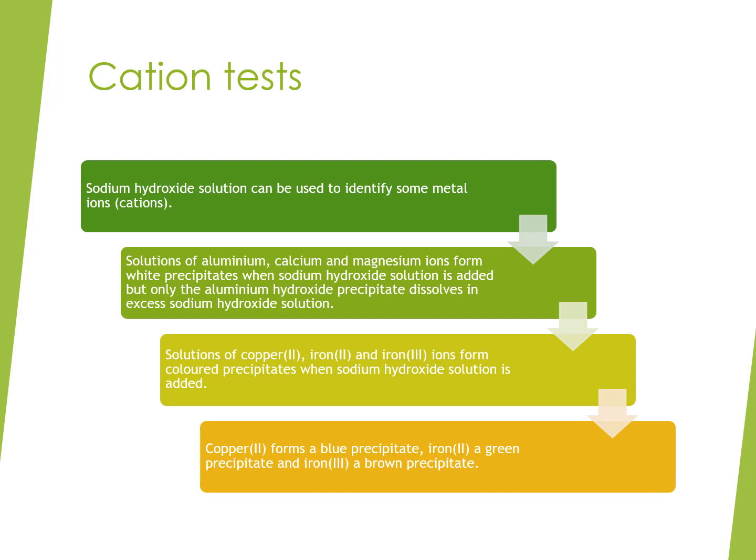You also have solutions of copper, iron 2 and iron 3 ions, which form colored precipitates as shown in the previous slide. And copper forms a blue precipitate, iron 2 forms green, and iron 3 forms a brown precipitate. You are expected to know all these tests and the colors.